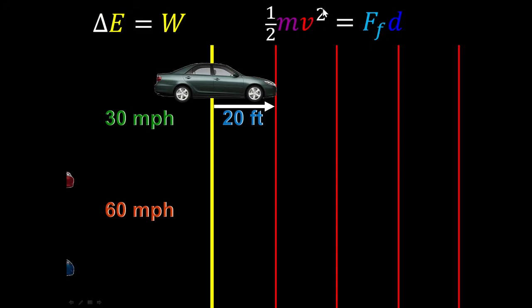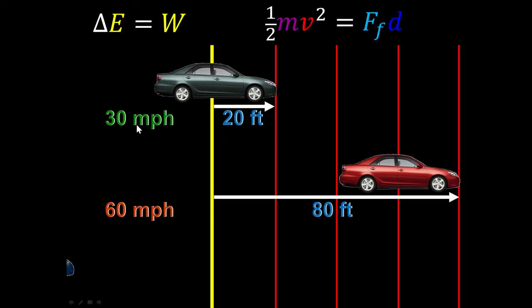But look at the velocity. It gets squared. If we had twice the velocity, we would actually square it and get 4 times as much kinetic energy. And if we apply the brakes with the same amount of force, it would take 4 times the distance to come to a stop. So if 20 feet was reasonable here, 4 times that would be the reasonable number here.